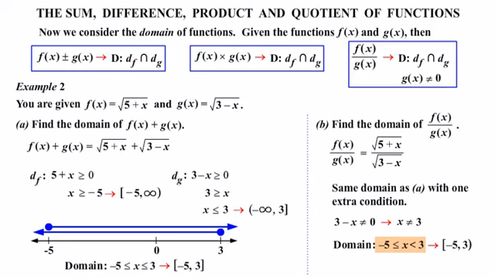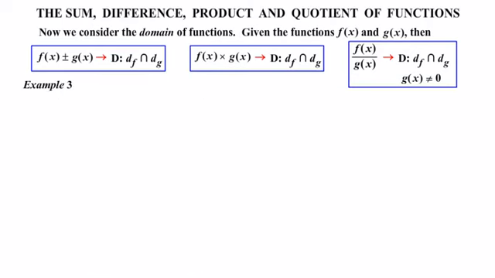So our x values range from negative 5 to 3. This time though, note, we've got the square bracket for the negative 5, as that value is included, but the curved bracket for the 3, as it's not included in the domain. Fantastic. Let's have a look at another example now.